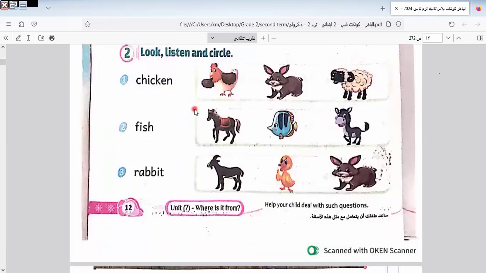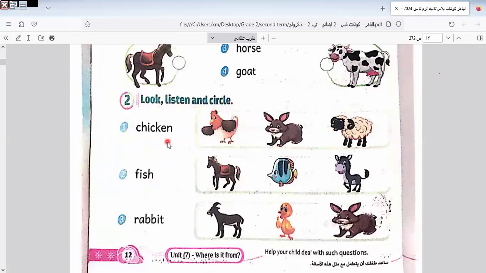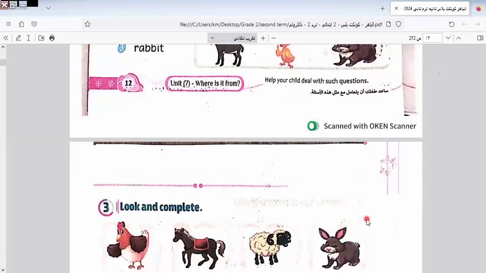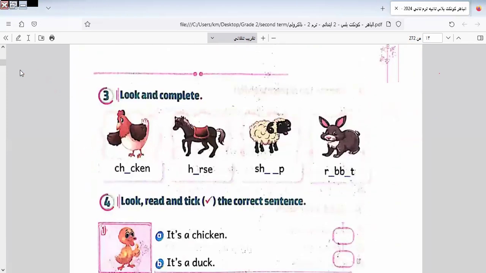Okay, here we have look, listen, and circle. Chicken, which one is chicken? This one. Fish, in the middle, you are clever people. Rabbit, this was the last one. Okay, let's go to another one here. It will be chicken. It will be horse.